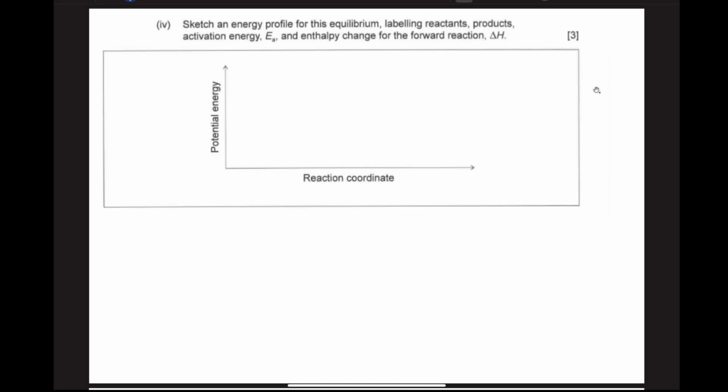Next, we have to draw an energy profile for this reaction. It's endothermic, so the energy of products will be greater than the energy of reactants. And the profile will look like this. This is your delta H, and this will be the Ea, or the activation energy. Done.